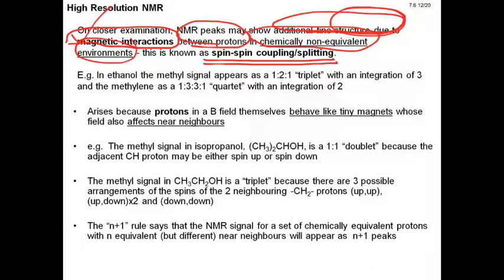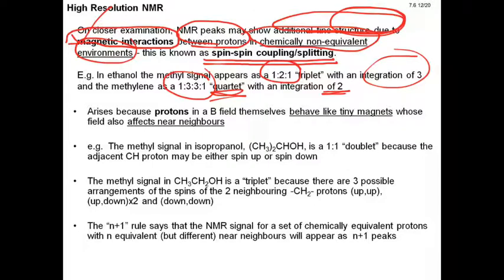In ethanol, for example, the methyl signal appears as a 1-to-1-to-1 triplet, with an area or integration of 3 for the 3 protons, and a methylene or CH2 as a 1-3-3-1 quartet. Now that all seems like it's double Dutch, but look, I'll explain it over the page in the next slide.